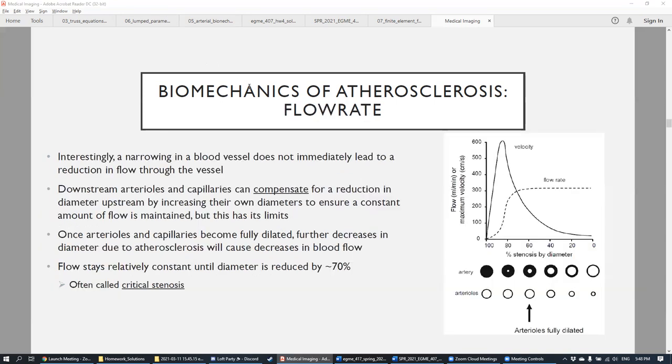Okay, all right. So now let's talk about the flow rate. I think this part's really interesting too, because generally what you expect is that as you get more plaque in your blood vessels, it's going to start constricting flow.